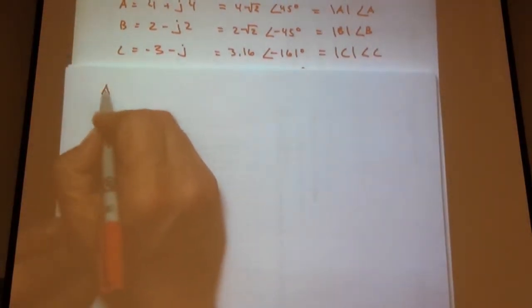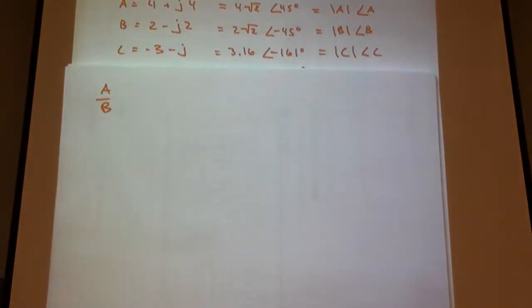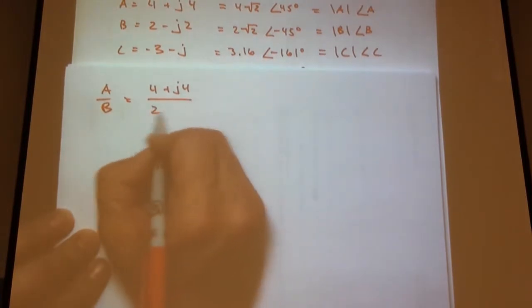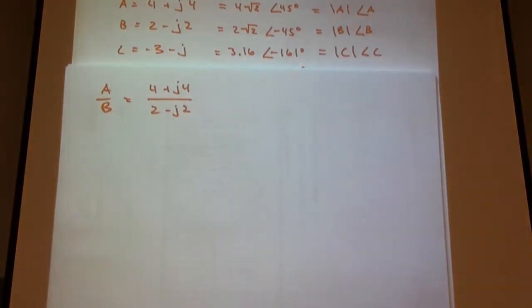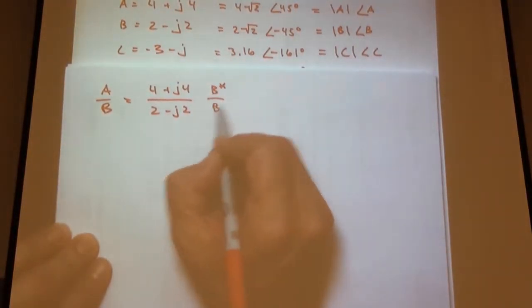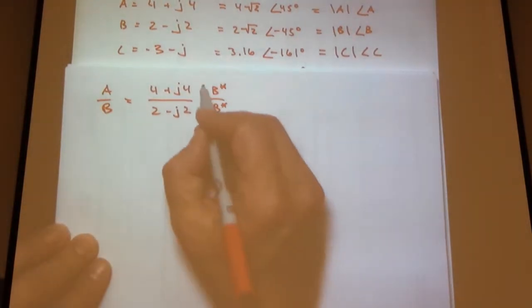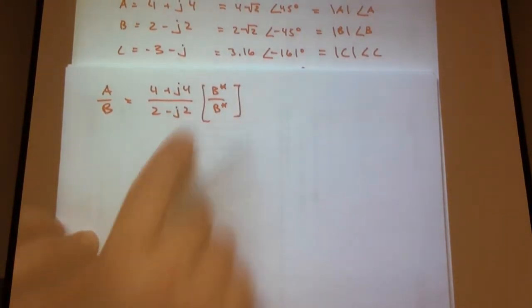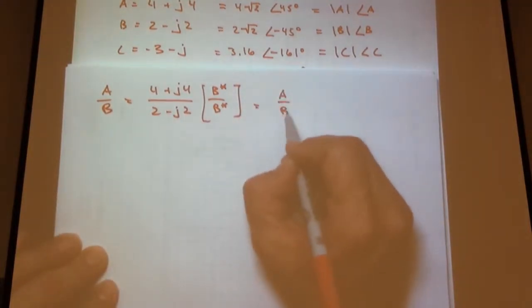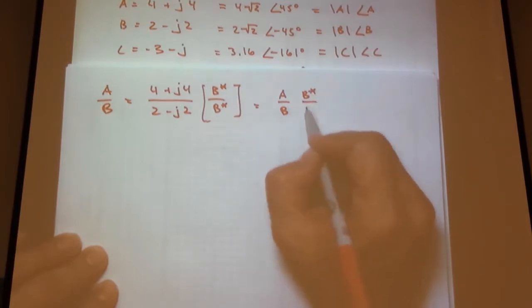So if we're going to do something like A over B, well, certainly we could do 4 plus j4 over 2 minus j2. And how would we do this if we didn't have a calculator at our disposal? Well, in order to clean things up a little bit, what you normally do is multiply by B conjugate over B conjugate. That's 1, right? So what effectively I've done is written A over B times B conjugate over B conjugate.